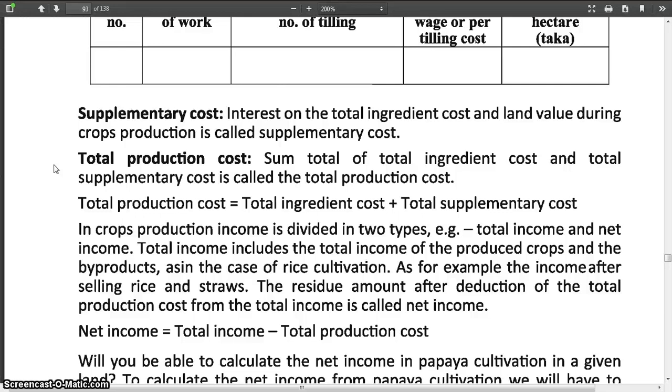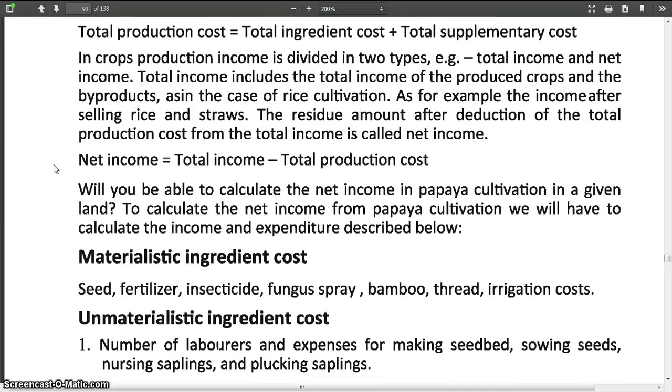In crop production, income is divided into two types, for example, total income and net income. Total income includes the total income of the produced crops and byproducts. Again, in the case of rice cultivation, for example, it is the income after selling rice and straw. The residue amount after deduction of the total production cost from the total income is called net income. Net income equals total income minus total production cost.